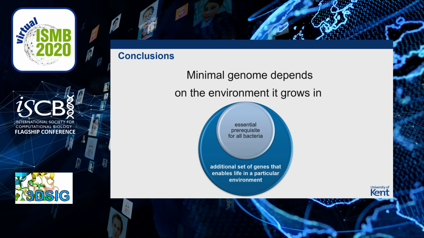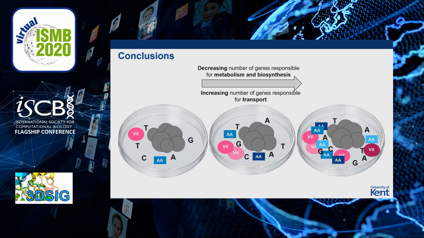As a conclusion, we would like to postulate that each minimal genome depends on the environment it grows in. So each of them has two sets of genes: one, an essential prerequisite for all bacteria, and another, an additional set of genes that enables life in a particular environment. So with the increase of nutrients in the environment that the minimal cell grows in, we observe a decreasing number of genes responsible for metabolism and biosynthesis, but an increasing number of genes responsible for transport.